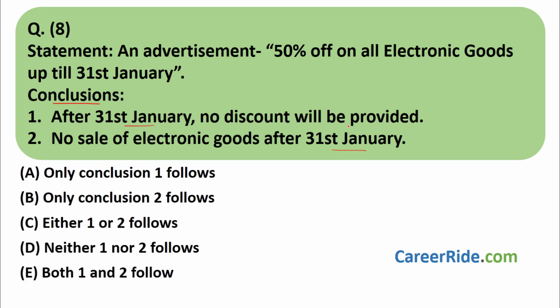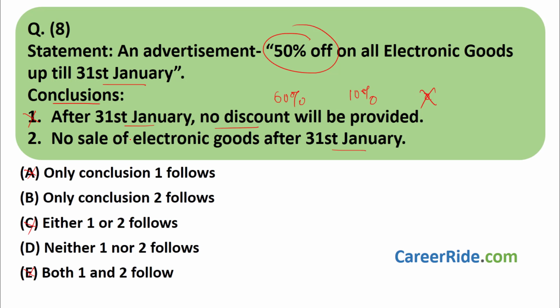But this is not correct. They are saying that till 31st Jan, you will get 50% off. After 31st Jan, it might happen that they give 60% off, or only 10% off, or they might not give any off. Any of the possibilities is there. It is not compulsory that no discount will be there. They can give 10%, 15% off. So this is not the right conclusion. So 1 does not follow. So C will also not be there. B will also not be there.